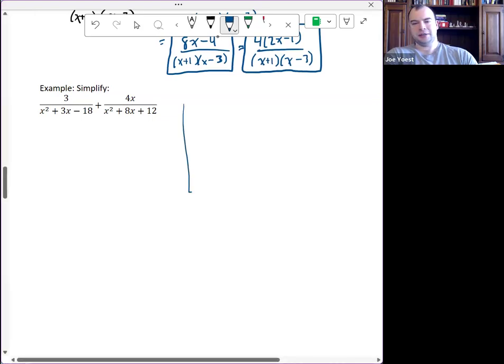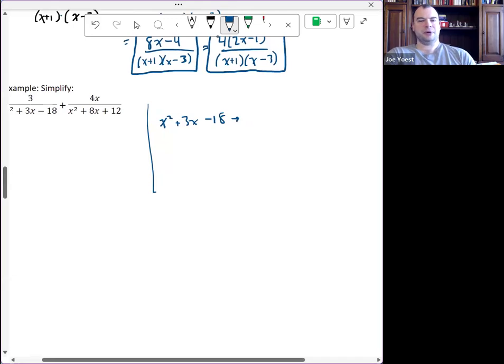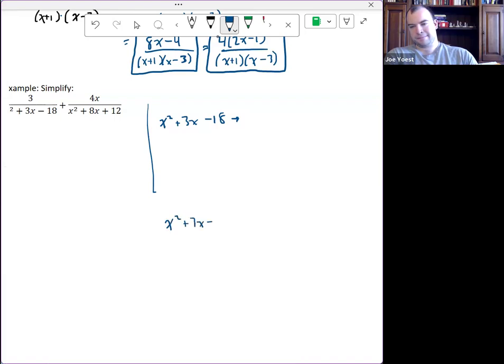So let's come over to the side. Let's start with x squared plus 3x minus 18. I want to get something like a prime factorization for this, or really I just want to factor x squared plus 3x minus 18. So I'm looking for, geez, my threes are not looking too good today. I'm looking for two numbers that multiply to negative 18 and then add to 3.